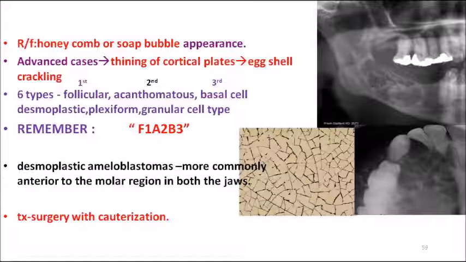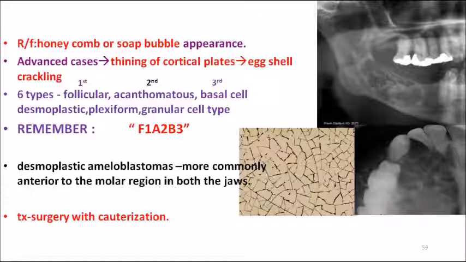Clear? Now, which are the types of ameloblastoma commonly seen? It is the follicular type of ameloblastoma, because it has the highest rate of recurrence. So the first place goes to the follicular type. The second rank goes to the acanthomatous type, the second most common type of ameloblastoma. The rarest type of ameloblastoma seen is basal cell ameloblastoma, that is why I have given it as third rank. The most common and most recurring type is the follicular type. So remember the mnemonic F1, A2, B3.